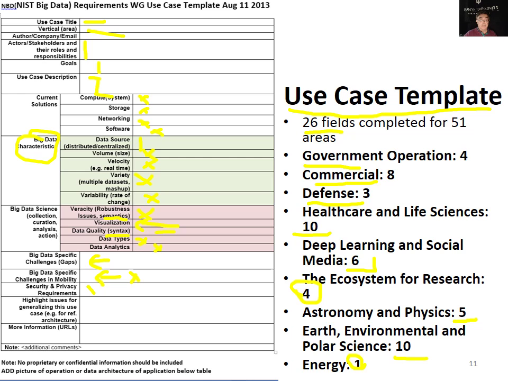Then we have this thing we've discussed many times, security and privacy. Here we put down, again, a catch-all. What is the key feature of this application which is generalizable? So we need to worry about it for the reference architecture. And finally, there was a bunch of URLs, and they were asked to add pictures if they had any pictures. So that was the use case.